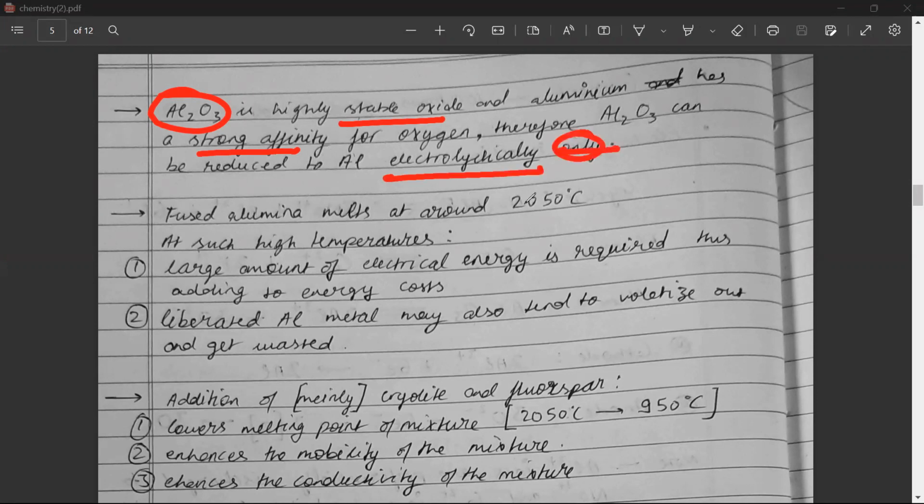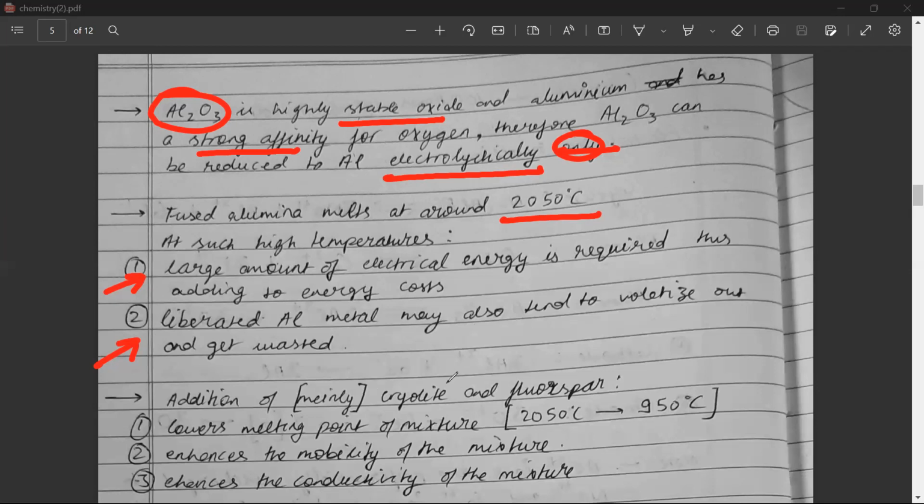Now fused alumina melts at around 2050 degrees Celsius, which is a very, very high temperature. At such high temperatures, the first point is that a large amount of electrical energy is required, thus adding to energy costs. And the second point is, liberated aluminium metal may also tend to volatilize out and get wasted. So a question may be asked in your board exams to list the disadvantages of high temperatures in the electrolytic cell. So these are the 2 points that have to be listed down in the exam paper.